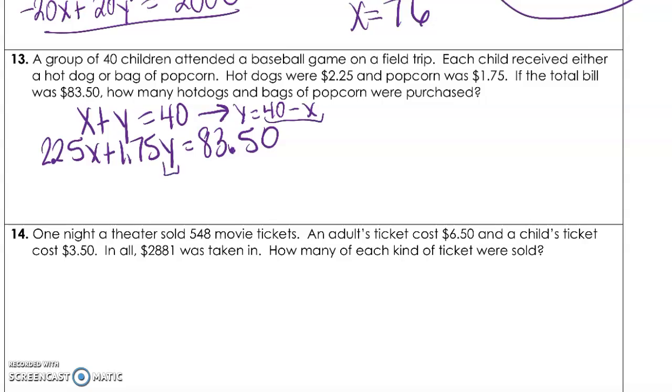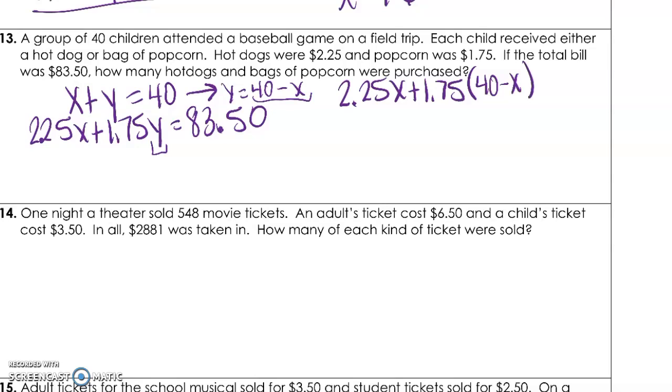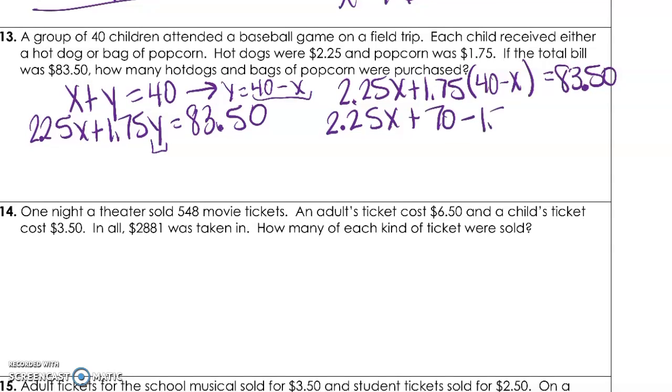These problems get really long with a lot of writing. So 2.25x plus $1.75 times 40 minus x is equal to 83.50. Then I need to distribute: 2.25x plus 1.75 times 40 gives me 70, minus 1.75x equals 83.50.